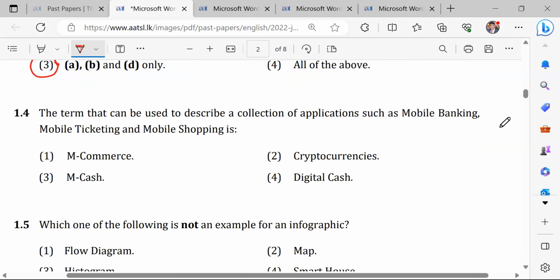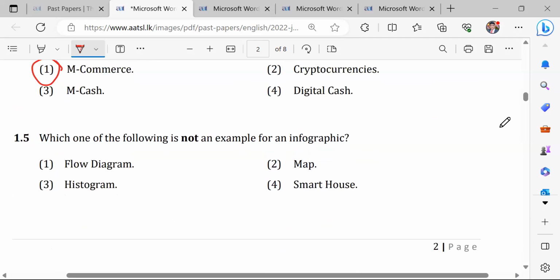The term that can be used to describe the collection such as mobile banking, mobile ticketing, and mobile shopping. Then this is related with mobile, right? Then that is m-commerce. Mobile commerce, right? If the entire transaction takes place on a secure website, that is e-commerce. If the transaction takes place in a mobile app, that is m-commerce. Now, all these are based on mobile applications, right? Mobile banking, mobile shopping. Then the correct answer is what?